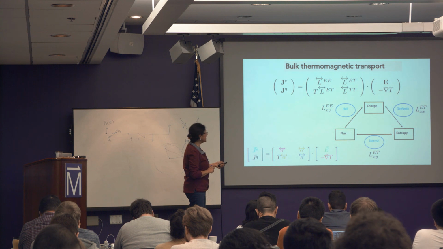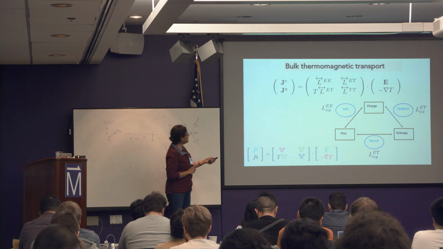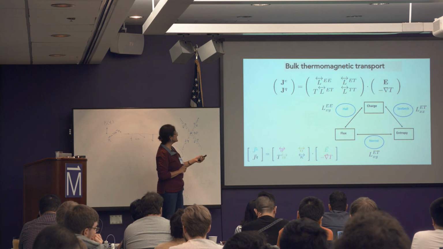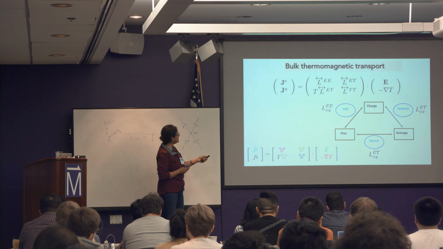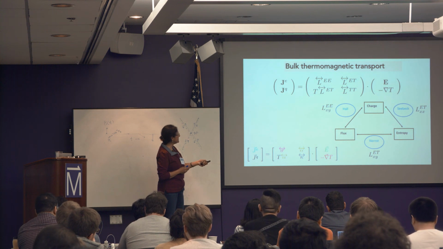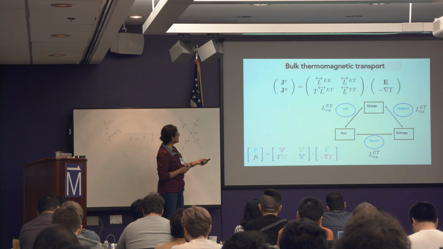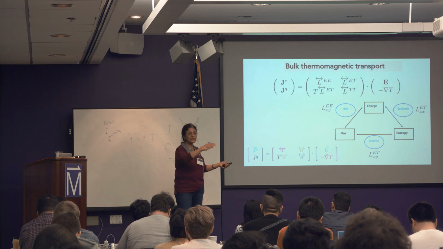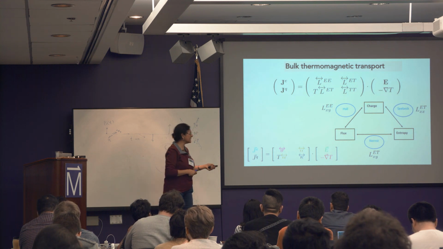So for example, in the charge sector, you can look at this matrix here. You're applying an electric field and a thermal gradient, and each of these response functions are themselves matrices. So the diagonal component here is just the conductivity, off-diagonal is the Hall effect. Similarly here, the diagonal component is Seebeck, and the off-diagonal component is the Nernst effect. And sitting in this part here, in this L_TT, is the thermal conductivity in the diagonal part, and thermal Hall in the off-diagonal.